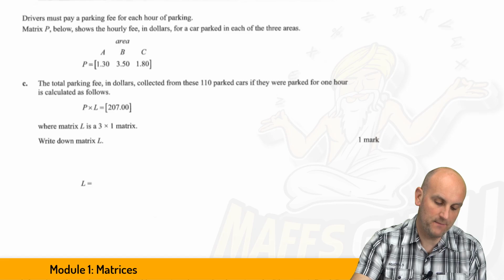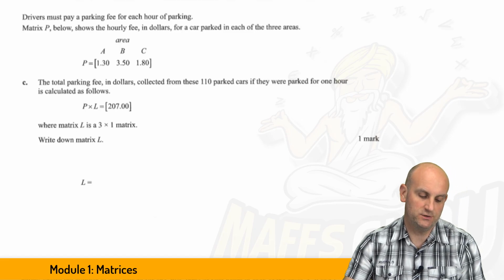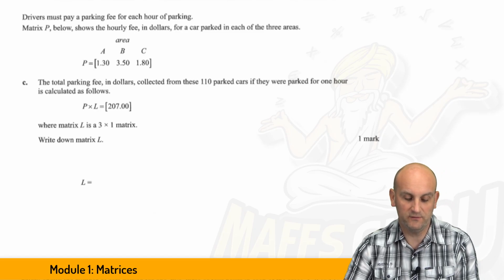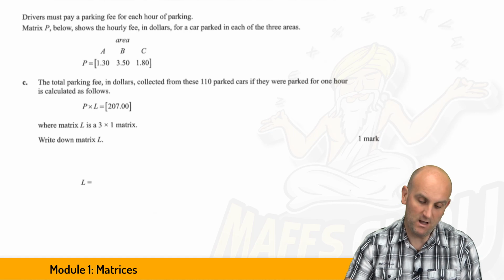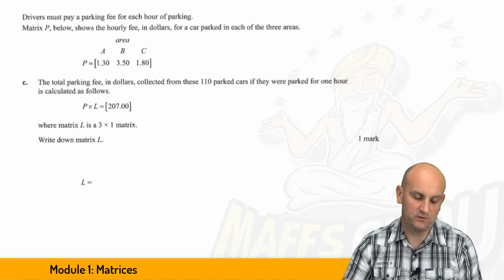Drivers must pay a parking fee for each hour of parking. Matrix P below shows the hourly fee in dollars for a car parked at each of the 3 areas. The total parking fee in dollars collected from these 110 parked cars, if they're parked for 1 hour, is calculated as follows, where matrix L is a 3 by 1 matrix.